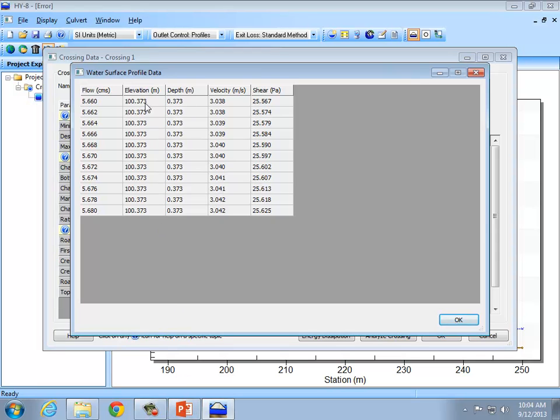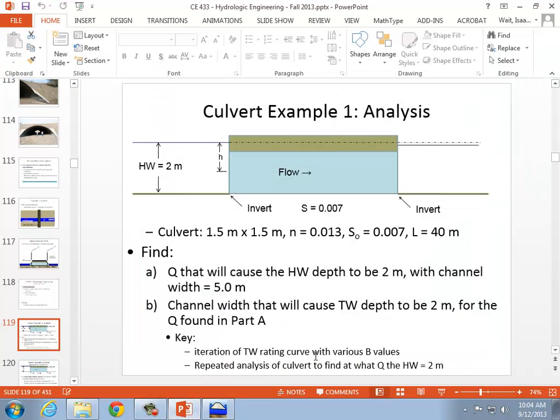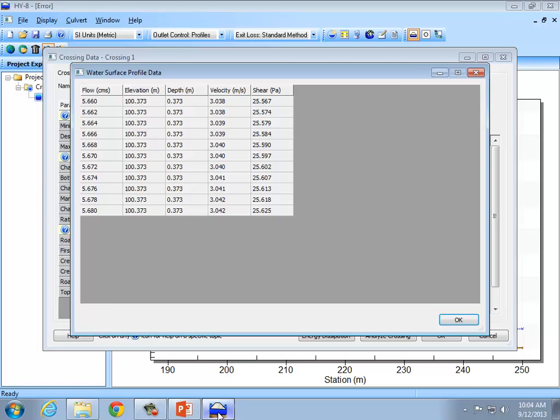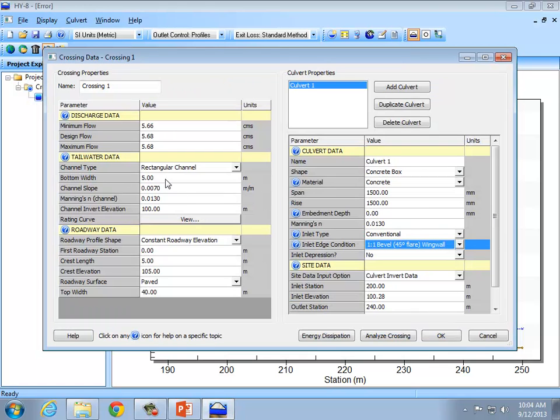And so what is the tailwater depth? It looks like the tailwater depth is, since the elevation of the invert downstream was 100, the tailwater depth in this case is 0.373 meters. And so we can make the channel narrower. What this question is asking is, play around with various B. B is channel width, if you remember back to hydraulic engineering. So let's adjust the channel width downstream, the bottom width.